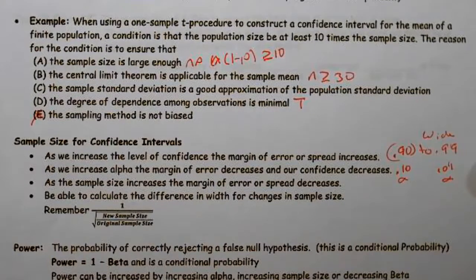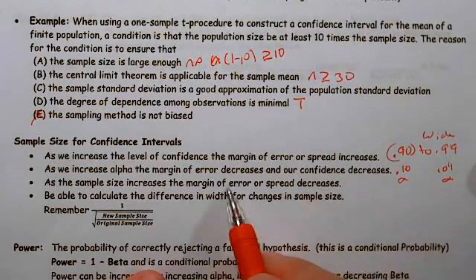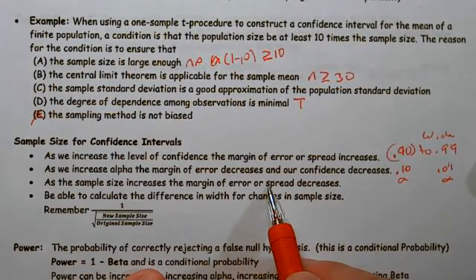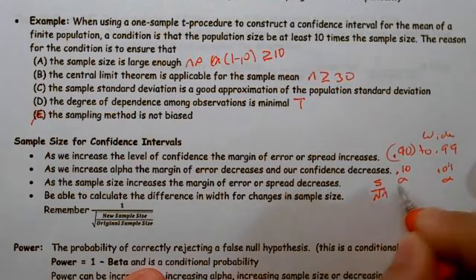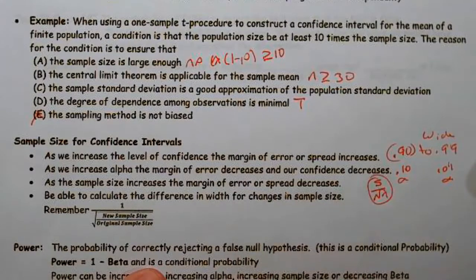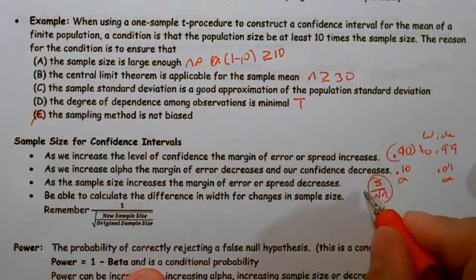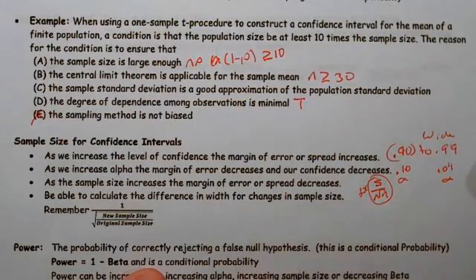As the sample size increases, the margin of error or spread decreases. Not only does the margin of error decrease, but the standard error decreases, because the standard error is s divided by the square root of n. Obviously, that gets smaller as n gets bigger. Margin of error just puts the t star in front, and so this whole thing will get smaller as n gets larger.